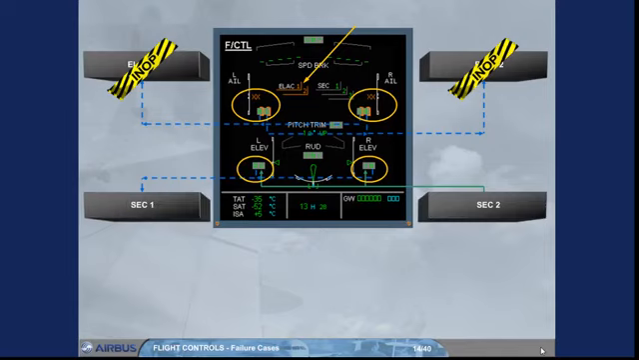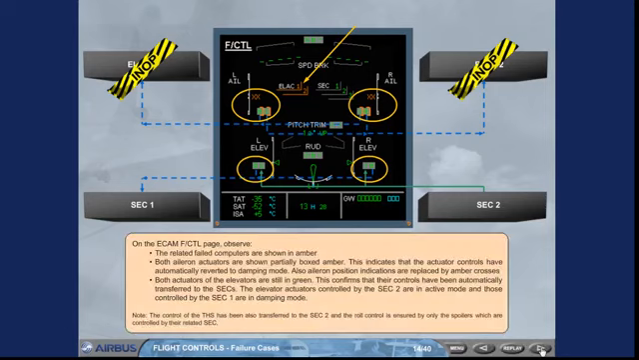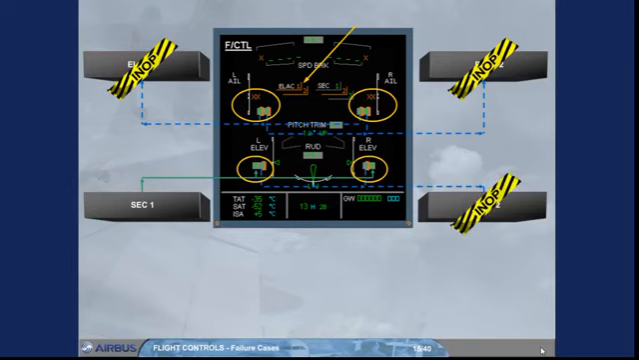The elevator actuators, controlled by the SEC2, are in active mode, and those controlled by the SEC1 are in damping mode. Note: the control of the THS has been also transferred to the SEC2, and the roll control is ensured by only the spoilers, which are controlled by their related SEC. In the very low probability of SEC2 failure, it will be replaced by SEC1, which will control the related elevator actuators, and also the THS.